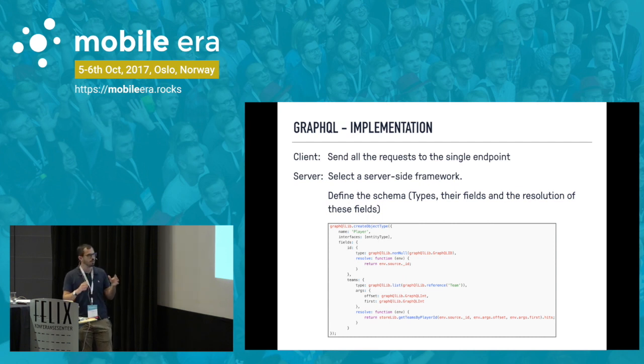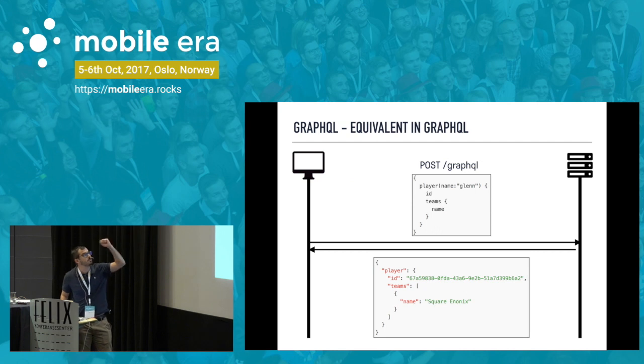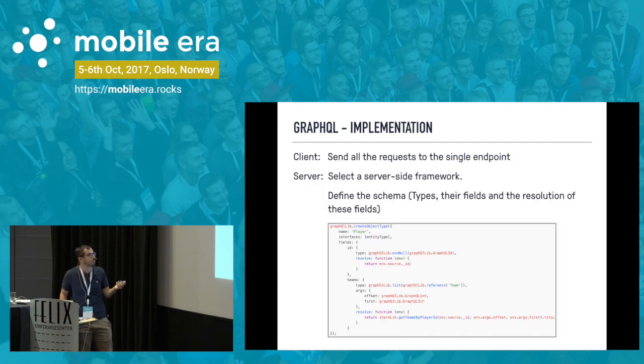So in GraphQL, everything is a type. So for example, a player team, it's a type. So we'll define the type, the fields. Here you can see maybe ID, teams, and the way to resolve these fields. And this resolution is of course done only on demand. If I don't need the teams of my player, then it's not resolved, of course. So, here is an example of the definition of a type.